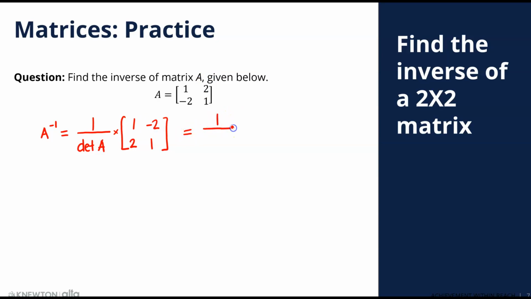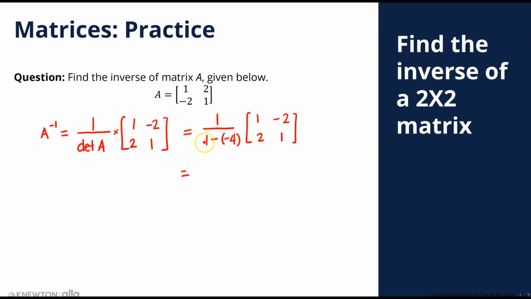So we have 1 over the determinant. The determinant of this matrix is just the product of these diagonal entries here. So 1 times 1 minus the product of the other diagonal entries here. So again, 1 times 1, which is 1, minus the product of these two entries here, negative 2 times 2, that is negative 4. Times the matrix that we just formed, times this matrix here. 1, negative 2, 2, 1.